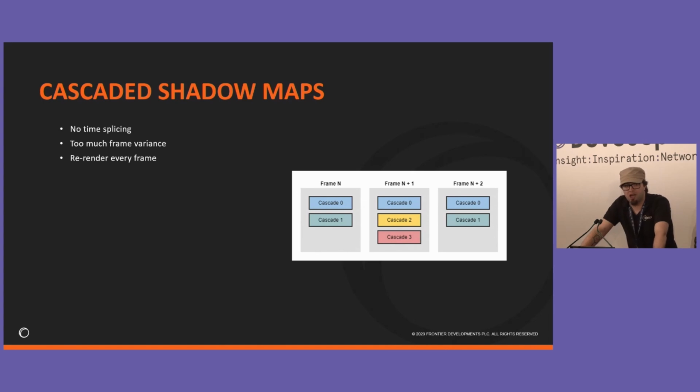Nor can we actually rely on cascade 0 having the shadows of the thing that the user is currently looking at, because they could be looking up close, in which case we care more about cascade 0, or they could be looking from really far, in which case we care more about cascade 3.